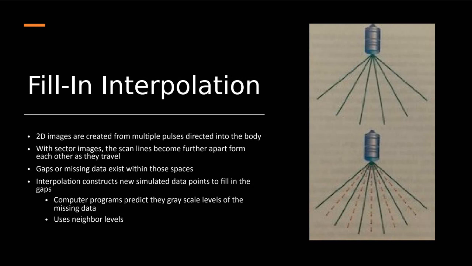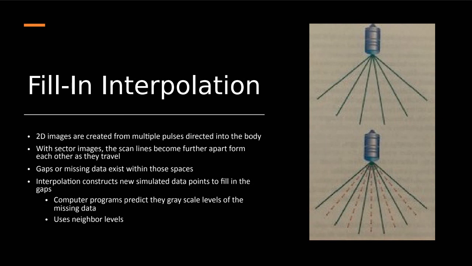With sector images, the scan lines become further apart the more they travel, right? So if you're starting at the same starting point, but you're heading in different directions, the further away from that starting point you travel, the further away you travel from each other. So the computer uses those intentional scan lines, and it creates these simulated data points in between the gaps to fill in all of that missing information.